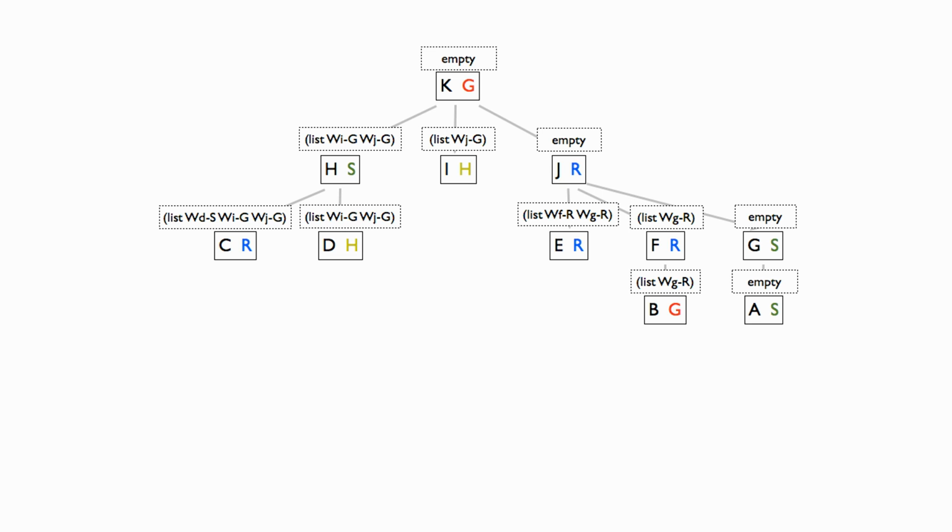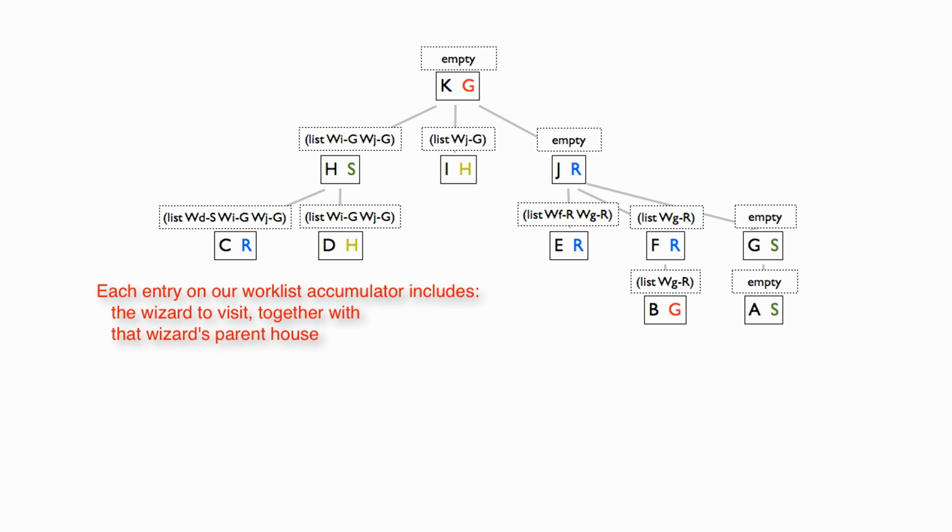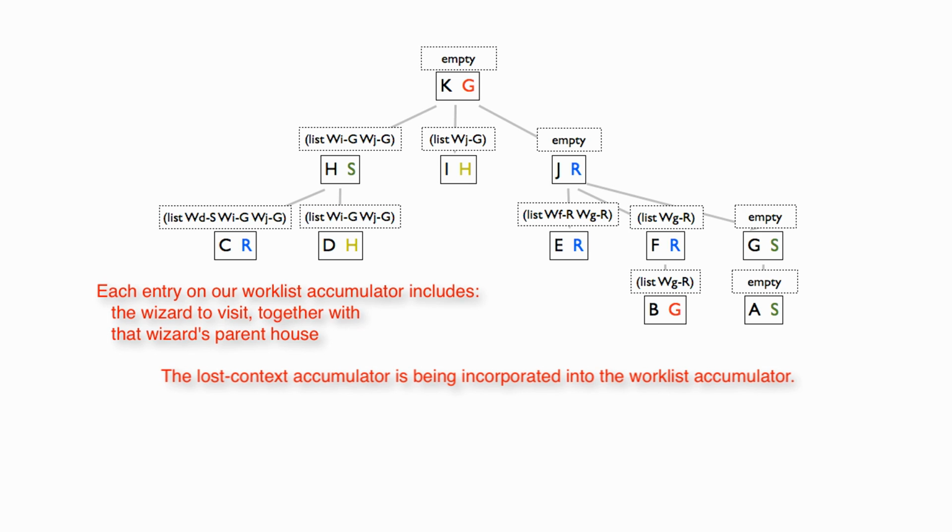There's going to be a work list accumulator, but the work list accumulator is going to have this sort of compound information in it, where each entry on the work list is both a wizard to visit and what its parent house is. So in some sense, what's happening is the lost context accumulator is disappearing inside of the work list accumulator, because the context depends on when we added the entry to the work list.